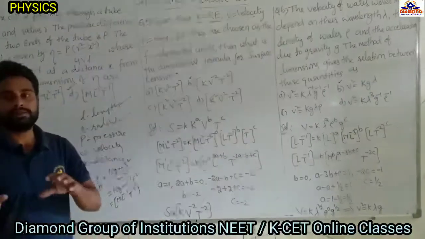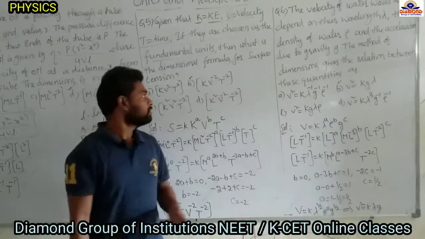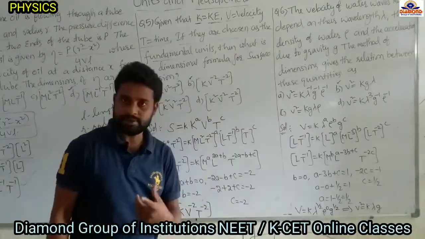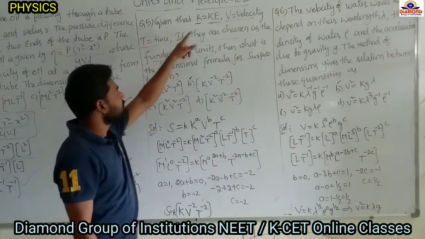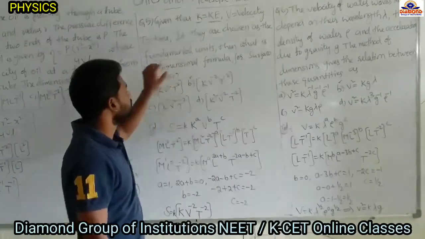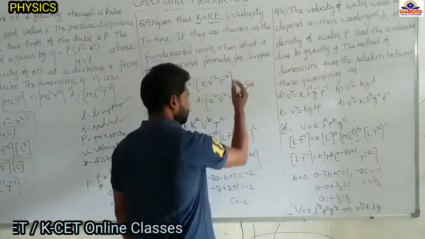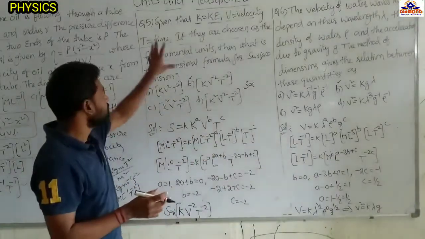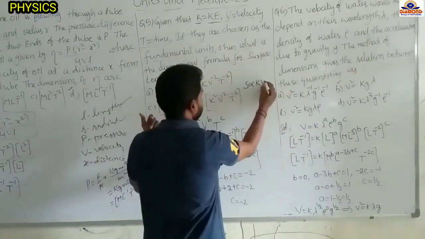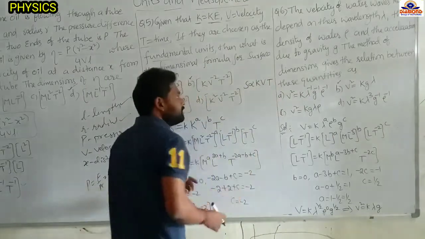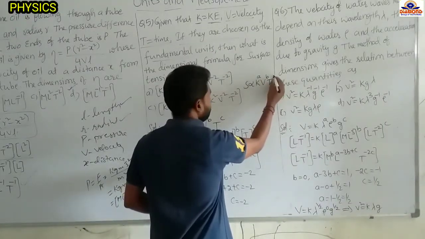That means we have to express, as I said already, any physical quantity in terms of the fundamental physical quantities. So now we have to express the surface tension in terms of the fundamental physical quantities, and those fundamental physical quantities they have given here. Actually these are not fundamental physical quantities, but here they have chosen these as fundamental physical quantities. That means surface tension is directly proportional to kinetic energy K, velocity V, and time T. How much power we will get, we don't know. That's why I am assuming K power A, velocity power B, time power C.